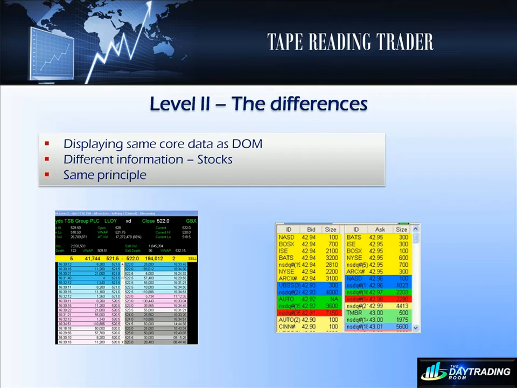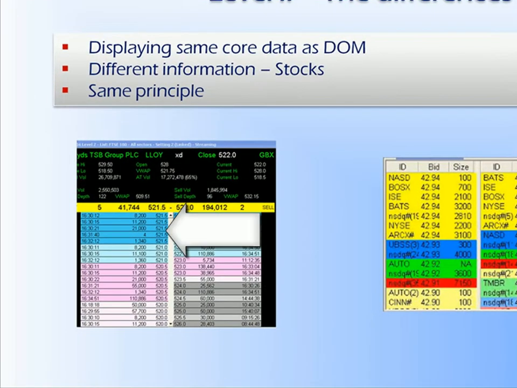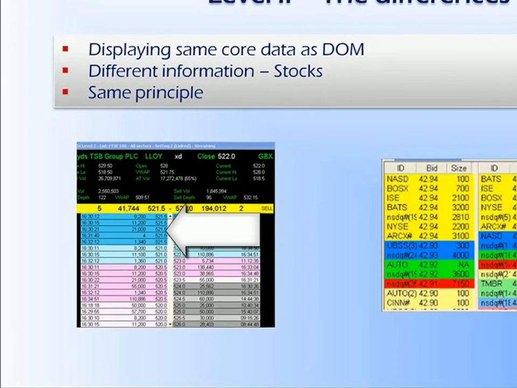But basically you can see the difference between level 2 and the dome is that at each price level on the dome, you've got a summary of the total available at that level, whereas on the level 2 you're showing each individual order. So as you can see there on Lloyds, if I look at the bid at 521.5, there's a total of 41,744, but that's made up of those buy orders resting there, with 8,200 at the top, 11,200, etc. So that combination gives you the total available, and on the dome that will just be displayed as 41,744, but level 2 shows you each individual order.